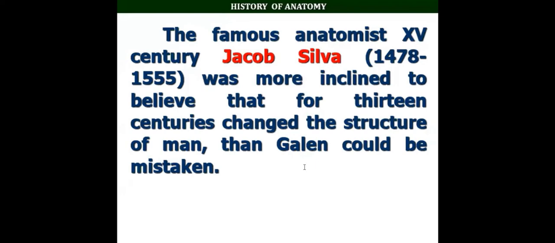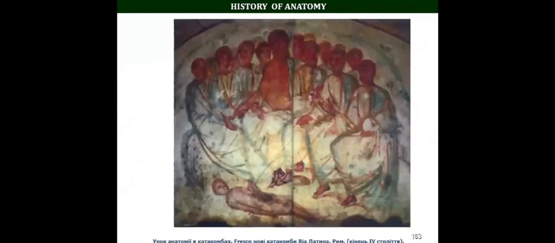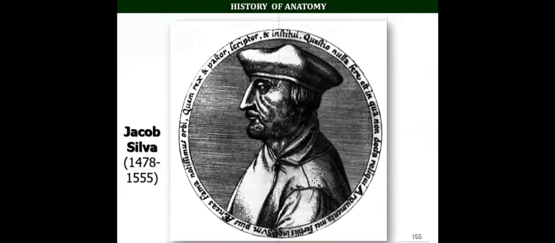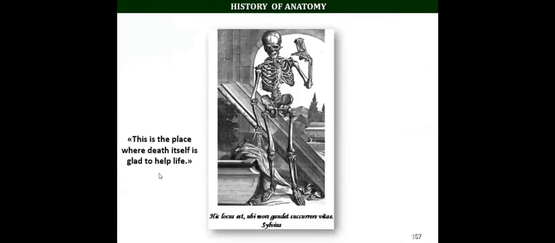Galen performed autopsy and sections on animals. Jacob Silva is a very interesting and famous French anatomist. And this picture stands in Paris in the human anatomy department, written in Greek language about the human anatomy department.